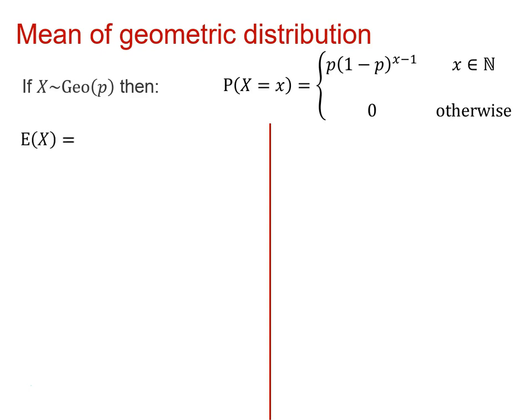So, we can calculate the expected value of X. We know that to be equal to the sum from x equals 1 up to infinity of x times the probability that X equals x. Going from 1 up to infinity ensures that we consider all positive integers. So, subbing in the formula above, that is x p times (1 minus p) to the x minus 1.